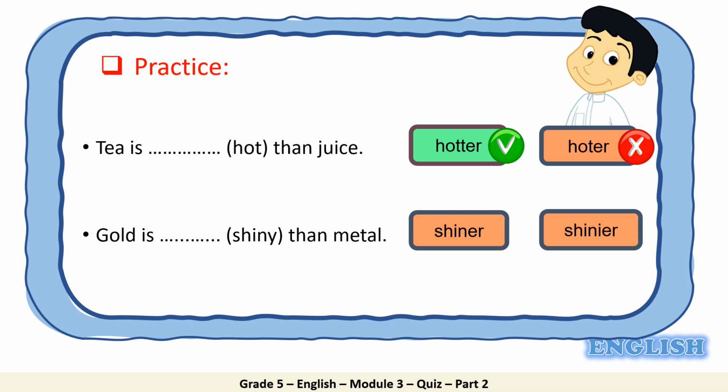Gold is shiny than metal. Should we choose the first spelling or the second one? Yes, this time we will choose the second one. Why? Because the last letter of the adjective is Y, and we must change it into I, then add er. Well done!